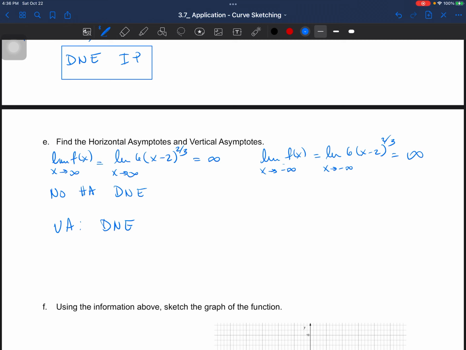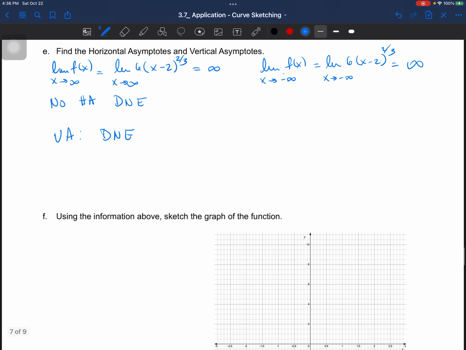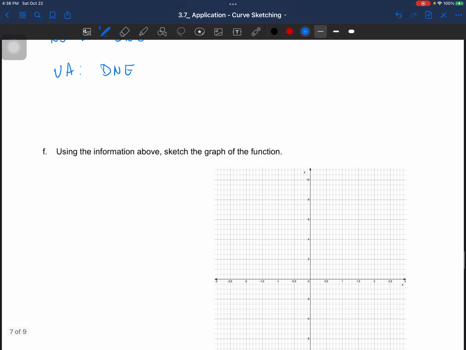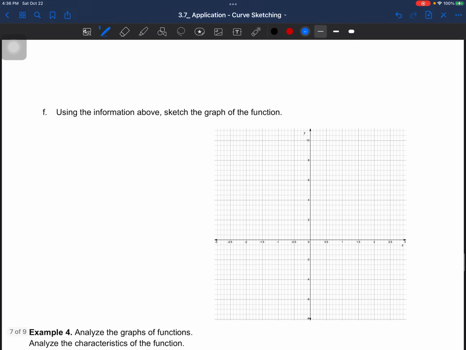All right, and then vertical asymptote does not exist because this is defined everywhere, right? There's no number that you can plug in that's not going to make this true. So there you go. All right, so the next thing we want to do is see whether there are any x-intercepts or y-intercepts. We already know there is an x-intercept at x equals 2. We want to know whether there's a y-intercept. That means whenever x equals 0. Let's see what we get.